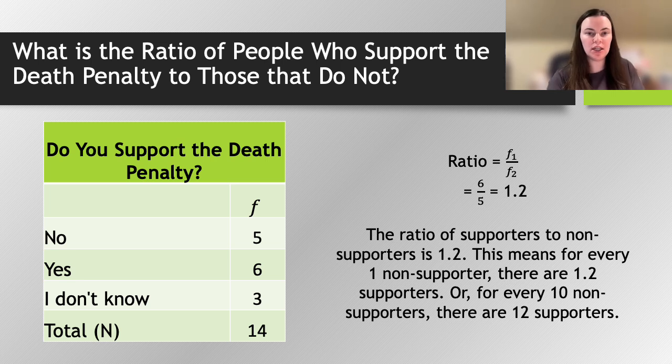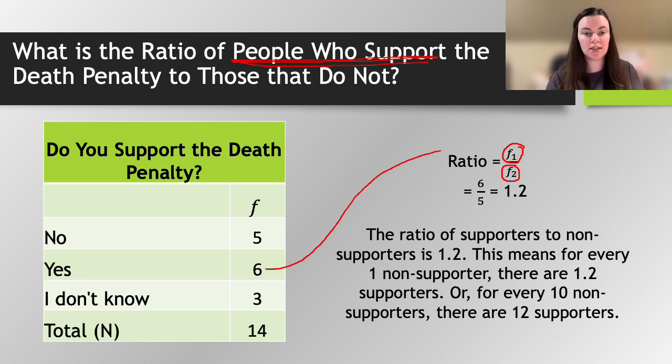In order to calculate a ratio, all that we have to do is identify our frequency 1 in comparison to our frequency 2. So let's say I was interested in determining the ratio of people who support the death penalty in comparison to those that do not. So my frequency 1 is who we're going to identify first. In this case, it was the people who support the death penalty. So we're going to get that answer from our research question itself. And so that's my frequency 1.